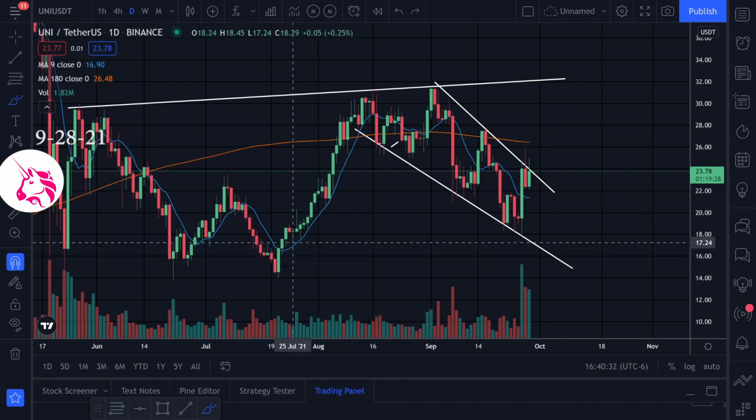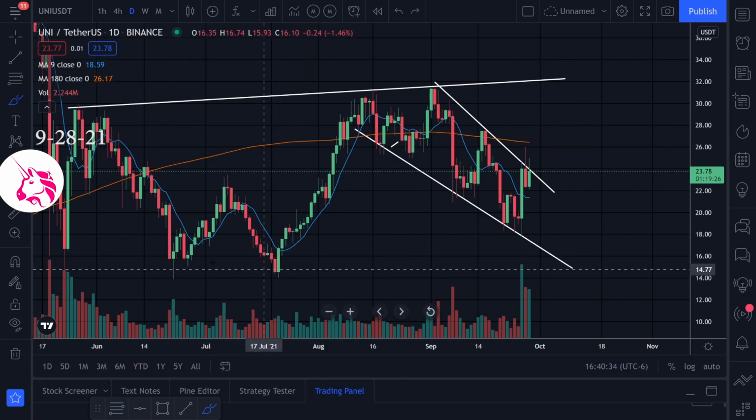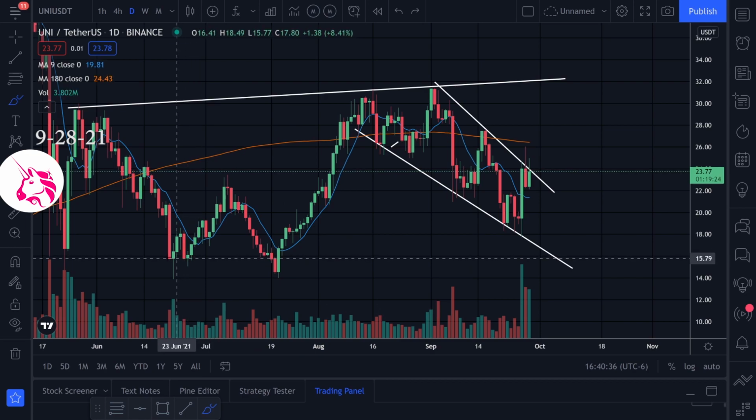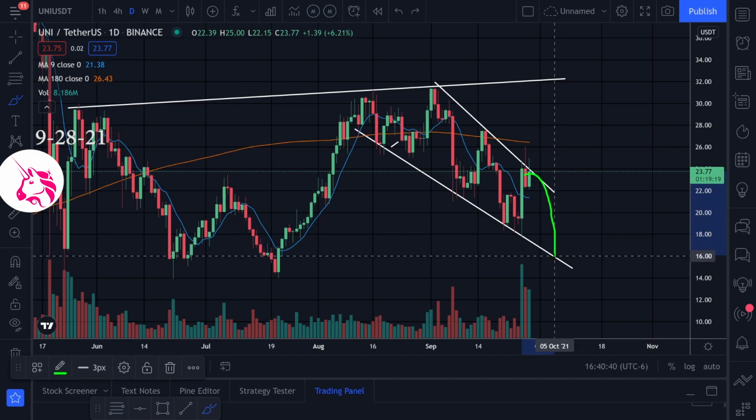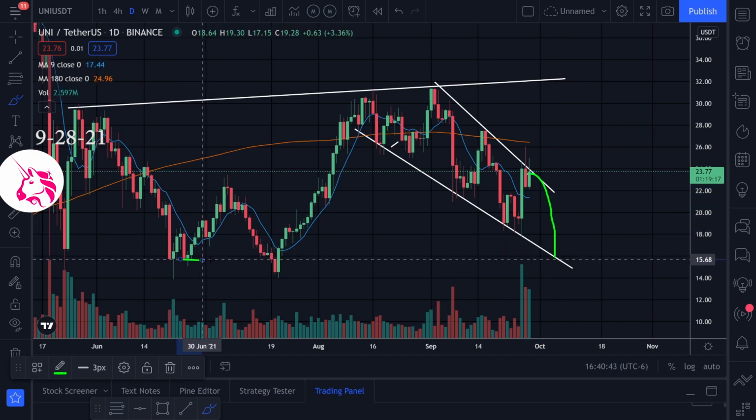Maybe retest these bottoms down here at around 1445 or maybe 1590, something like that. That's what I'll be looking at. If we get rejected and start coming back down, I'll be looking at maybe 1574 or 1440. If we break to the upside, I'll be looking at around 3210, 3220, something like that. Let me know what you guys think.